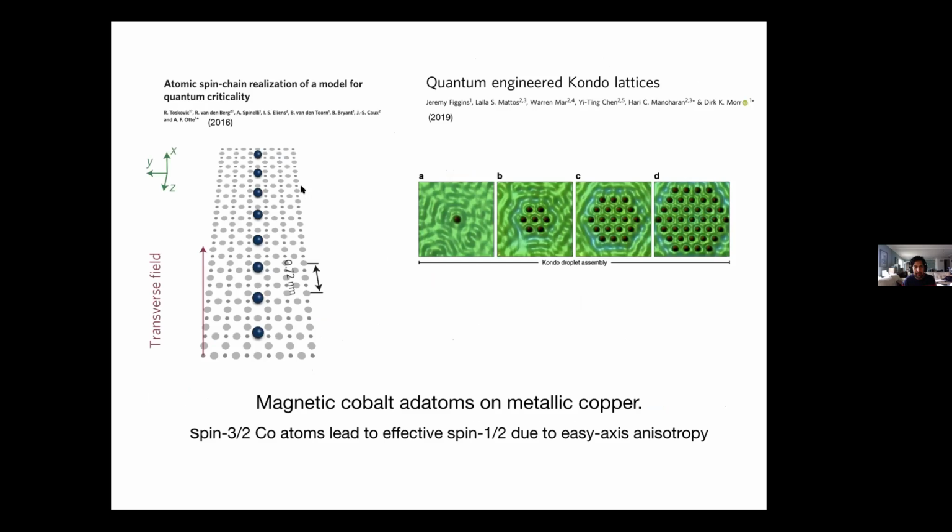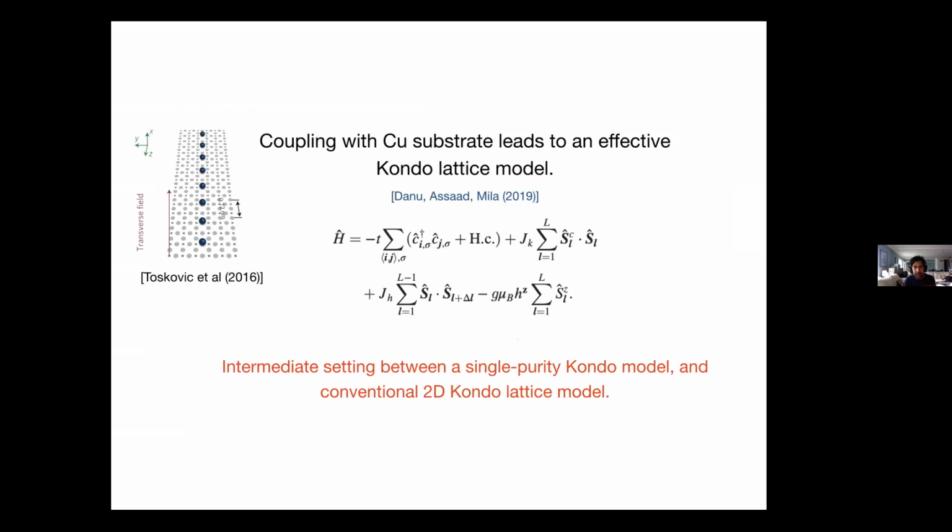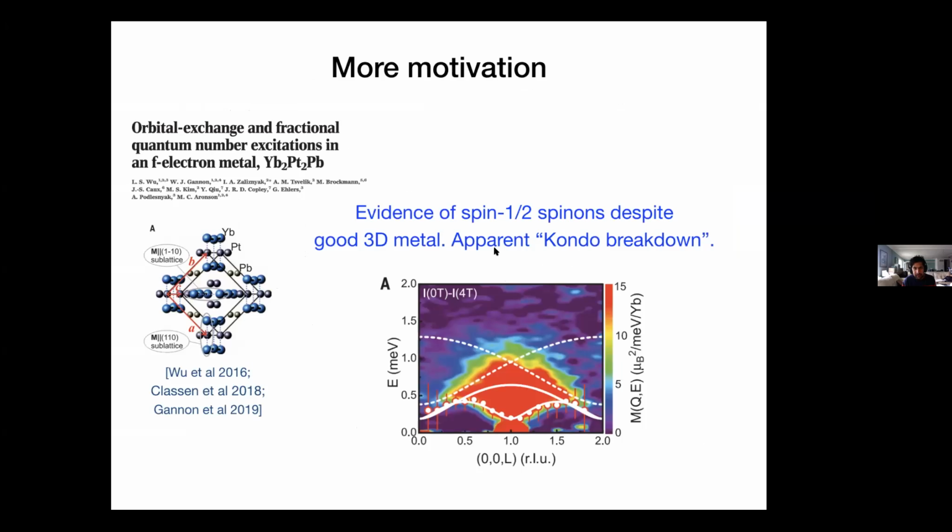The experiment is basically you put magnetic adatoms on some two-dimensional gas. You can arrange them. Two different groups have done this. Before I get into numerics, there's also another experiment, a three-dimensional metal, which seems to have one-dimensional spinons. And it's a good metal. It's somewhat surprising that it doesn't have Kondo screening of these spinons.